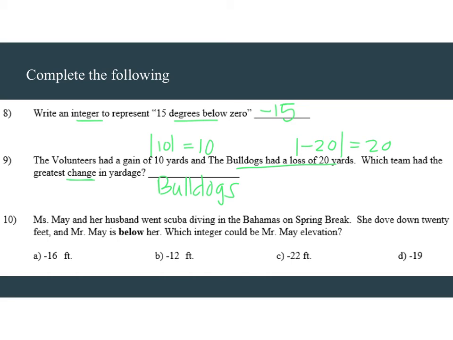All right, and then finally, Miss May and her husband went scuba diving in the Bahamas on spring break. She dove down 20 feet, and Mr. May is below her. Which integer could be Mr. May's elevation? So if you think about a body of water, Miss May dove down, and her elevation, she's right here. Her elevation, they said, was 20 feet. So I'm just going to write 20. And then it says Mr. May is below her, so that means even deeper down. So the only option that would work would be negative 22 feet.